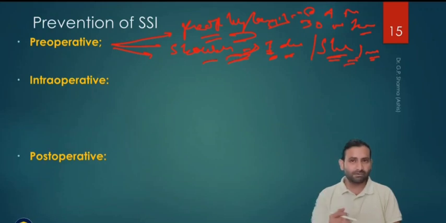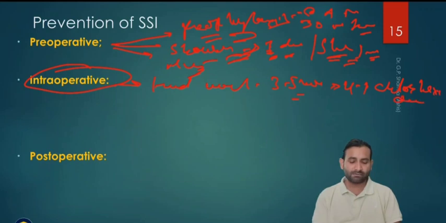Shower should be done one day before using soap, right? And by this we can prevent infection. Similarly, good nutrition supplements, so that the patient's immune system will be stronger. Intraoperatively, hand wash is very important, right? About 3 to 5 minutes of surgical hand wash using 4% chlorhexidine. Please remember, chlorhexidine. This is a question in the exam. What do we use in the surgical hand wash? 4% chlorhexidine for 3 to 5 minutes hand wash.